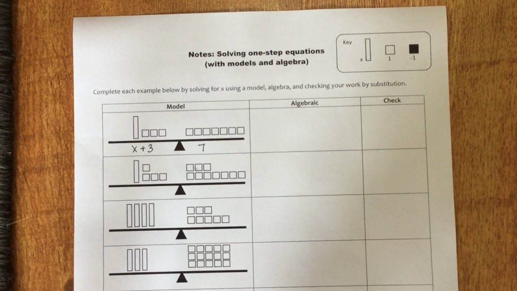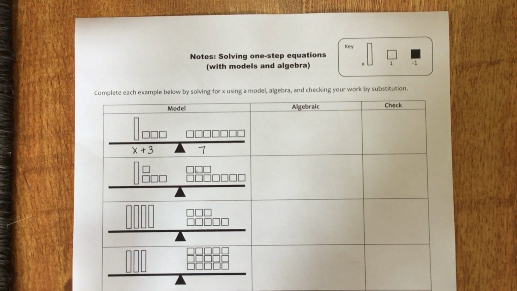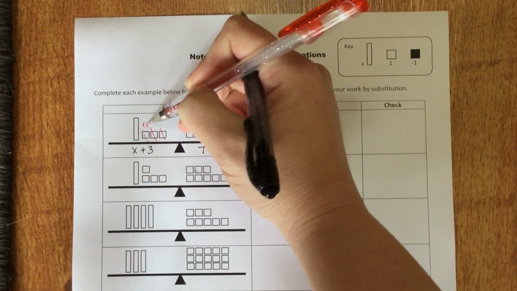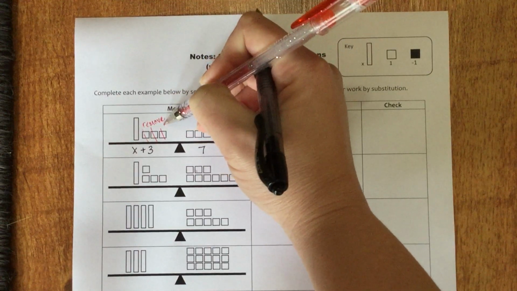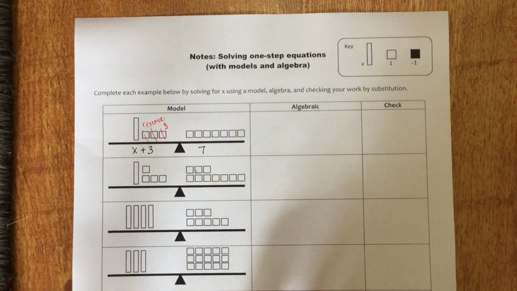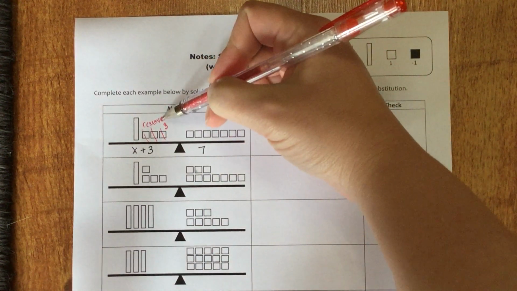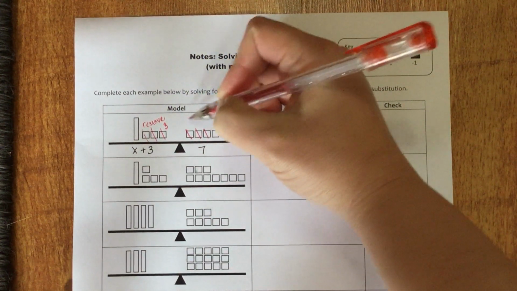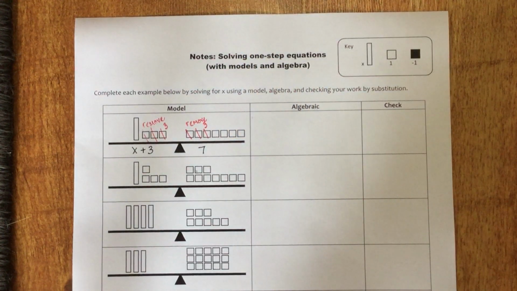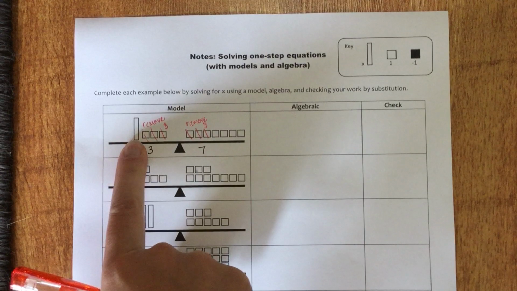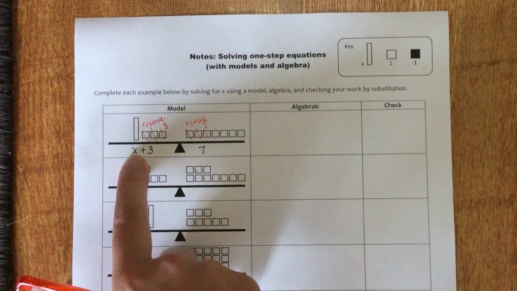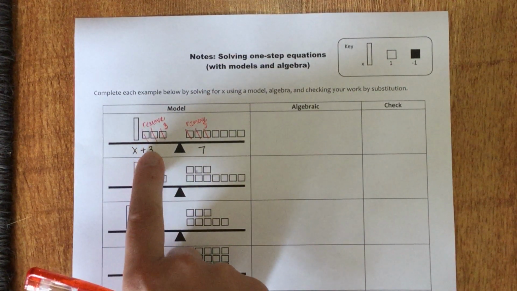To use a picture model to solve, our goal is we want to isolate the variable. In order to do that, I would need to remove these 3 constants. However, if I did that, then the balance would tip and it would no longer be equal. If I remove 3 over here, I must remove 3 over here. And then I can see that the variable value is balanced with 4. And if I mentally check that and I substitute a 4, 4 plus 3 does equal 7.